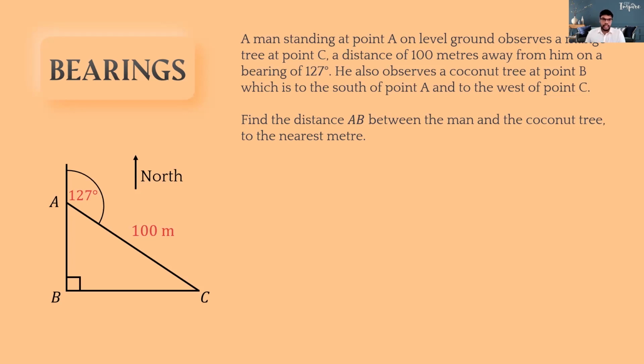Isn't it? Then also children, now we can figure out this angle at A. Why? 180 minus 127, that gives us 53. This is our next angle. Then children, remember, we are looking for AB, right? That's what we're looking for.